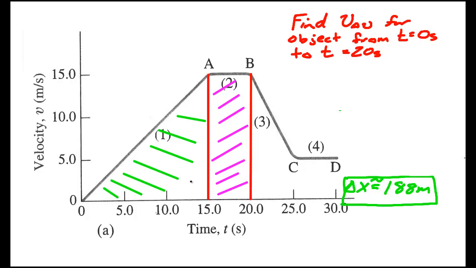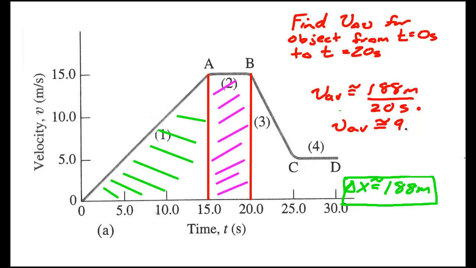So what you do is do what we did in the last part of the video. We found the displacement, for instance, over this problem from 0 to 20 seconds, which was the triangle plus the rectangle. It gave us 188 meters. And then we divide by the time, which is 20 seconds. So V average for our problem is approximately 188 meters over 20 seconds, so V average is approximately 9.4 meters per second, assuming that I did the math correctly.